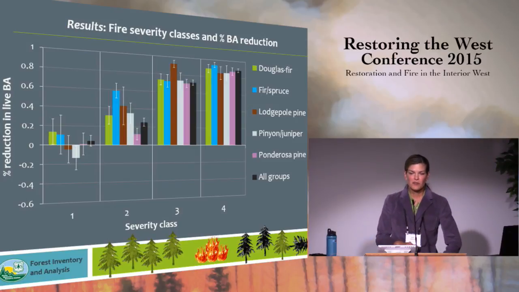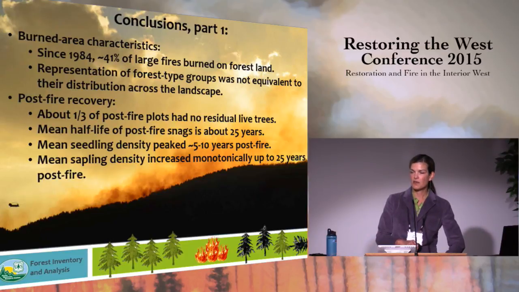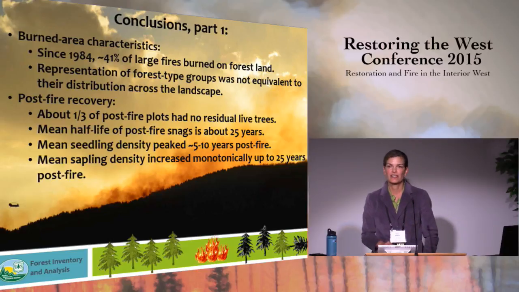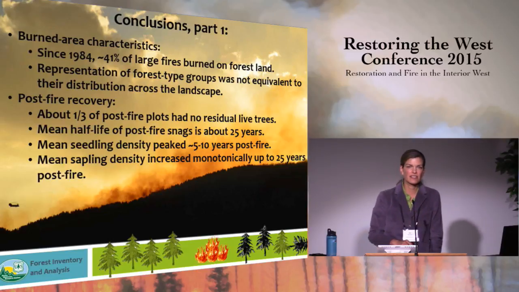So to summarize, what we learned in terms of burned area characteristics is that first, about 40% of all the burned areas, at least of the large fires since 1984, burned on forest land. The representation of forest type groups that burned was not equivalent to their distribution across the entire landscape.